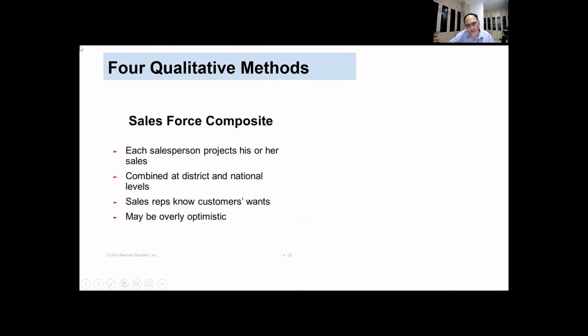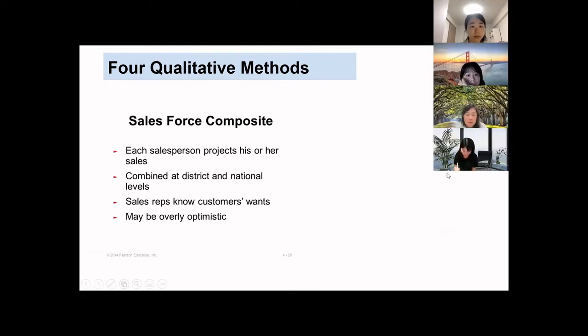The third one is the sales force composite. Each salesperson projects his or her sales. Again, this one gives numbers, but it's like opinion. We bring all the salespeople together and ask, what do you think the sales next year will be? The salesperson knows how much he can sell. He says, okay, I'm going to sell this amount. Then they total up. So the sales force composite is combined at national or district level, because they know what customers want. If it is a very specific product, you can use the sales force composite.